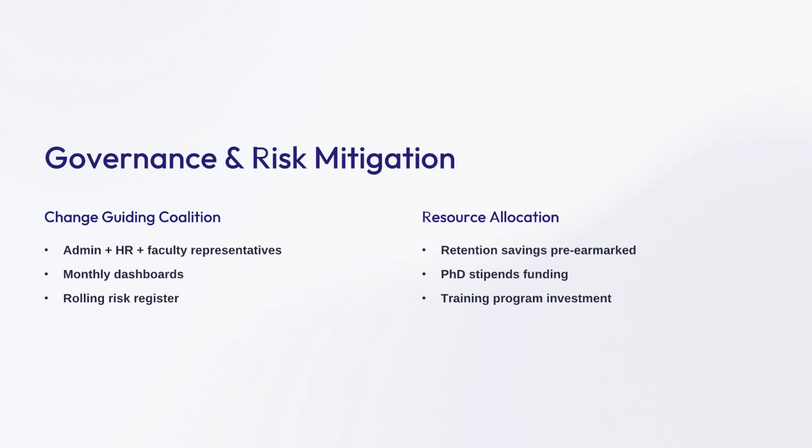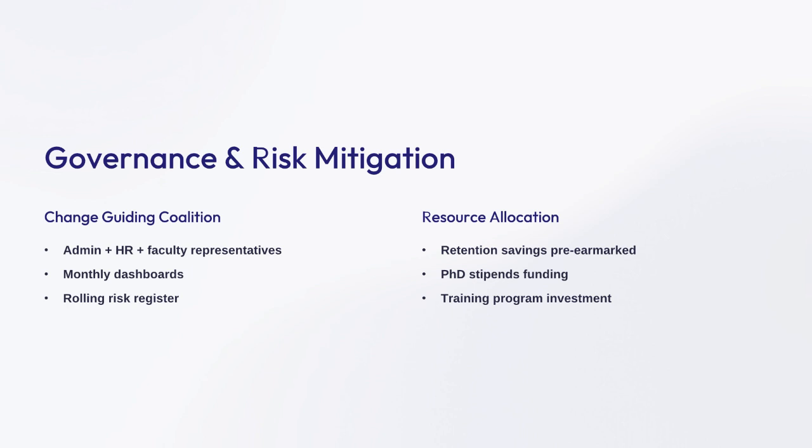And for governance and risk mitigation, even the best plan fails without clear ownership. Our change guiding coalition, 2 vice presidents, the HR director, 2 department chairs, and 2 elected faculty representatives, meets bi-weekly for 6 months, then monthly. A RACI matrix clarifies who is responsible, accountable, consulted, and informed for each deliverable. HR leads recruitment reform. Finance safeguards the retention bonus fund. Faculty reps lead communication portals.